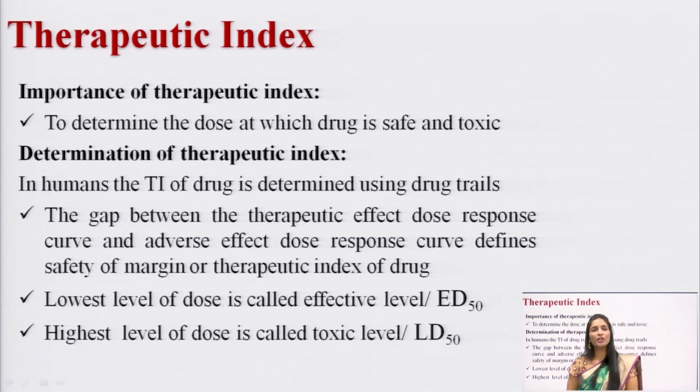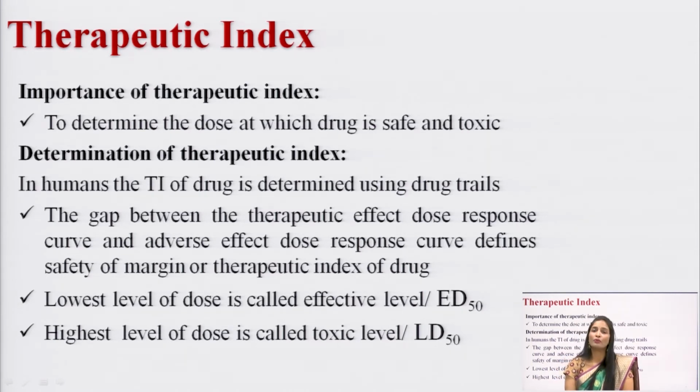And what is the importance of the therapeutic index? The most important use of the therapeutic index is that you can understand at what dose the drug will be safe and at what dose the drug will become toxic. By knowing this, you can easily prescribe how much dose to give a particular patient. And how can you determine the therapeutic index?